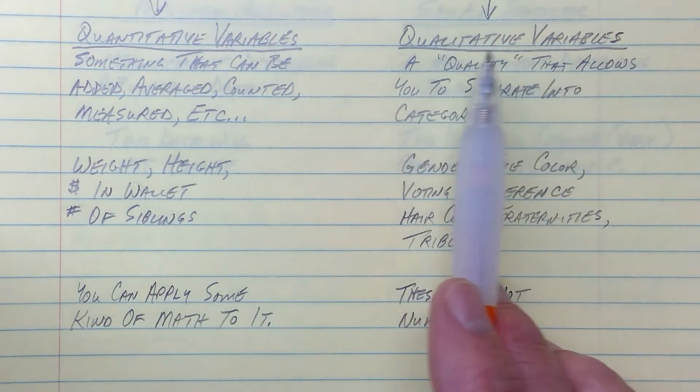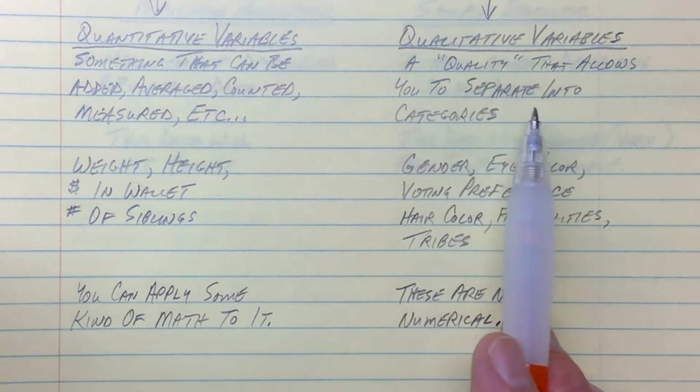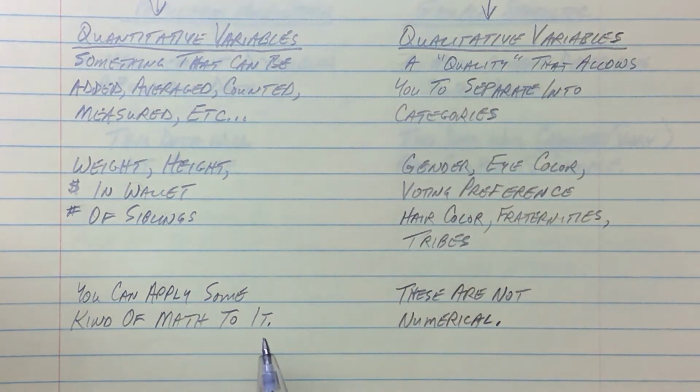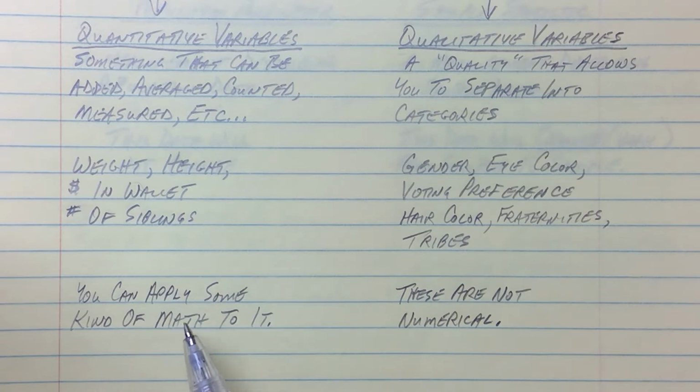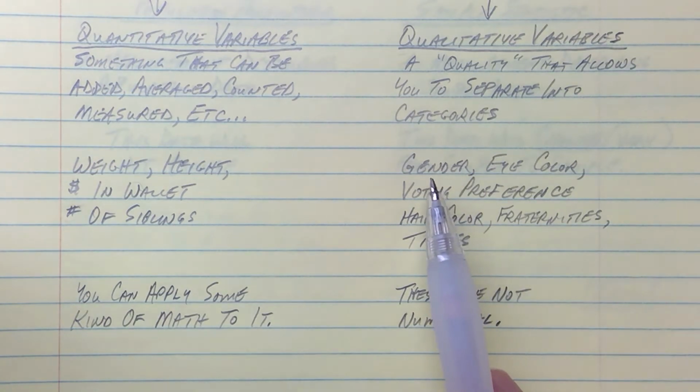Whereas qualitative is, you can see the word quality right there. It's a quality that allows you to separate it into categories, all right? These are not numerical. You can't really do math with them. So it's something like gender, are you male or are you female? All right, maybe we put the males in one corner of the room and the females in another corner, so we can separate you into categories, but we can't really do any math. We can't do any averaging or anything like that. All we can do is basically separate you into categories.